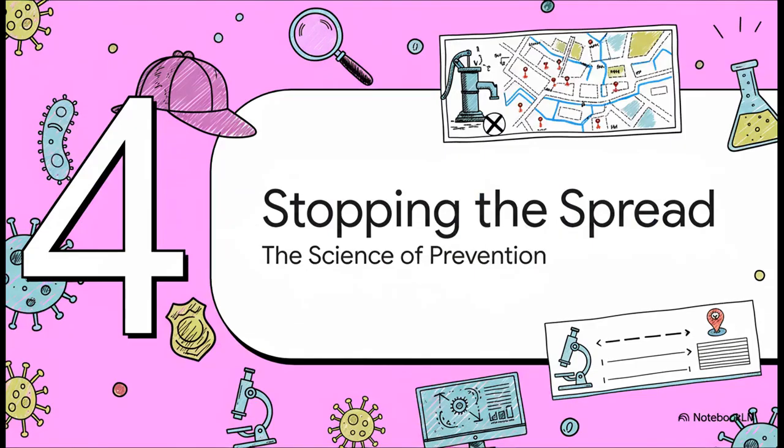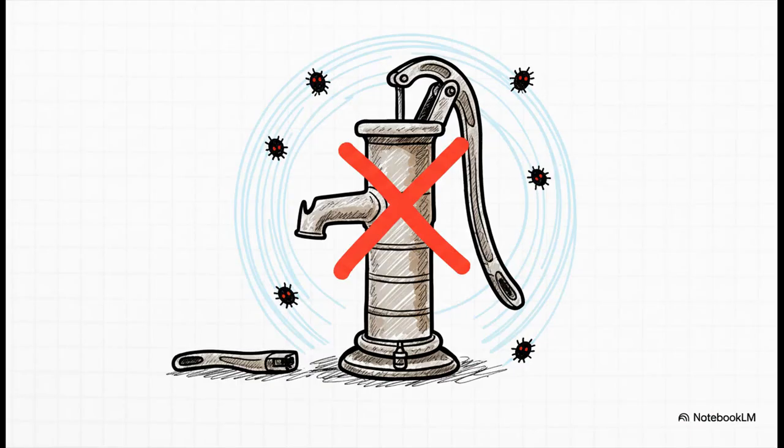So, identifying the cause and the mode of transmission is really only half the battle. The real goal is to use that knowledge to save lives. It's about breaking that chain of transmission and stopping the killer before it can strike again. So what did John Snow do?